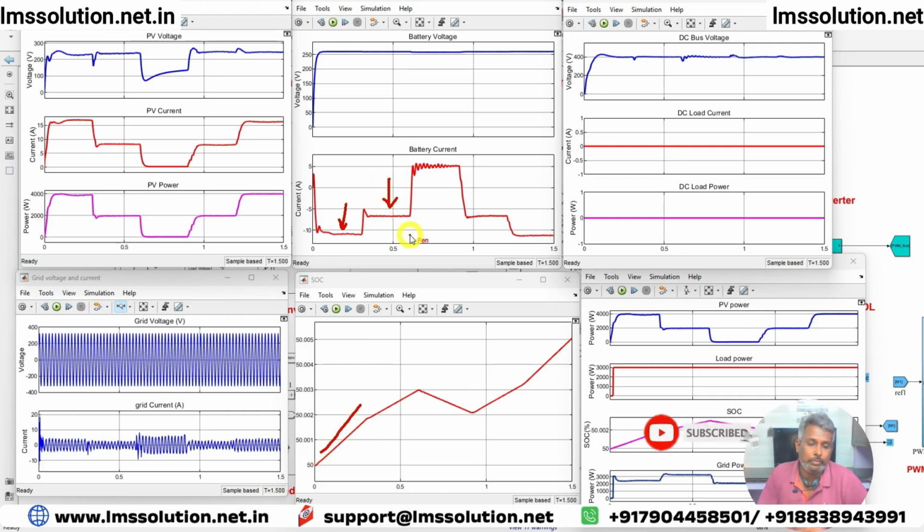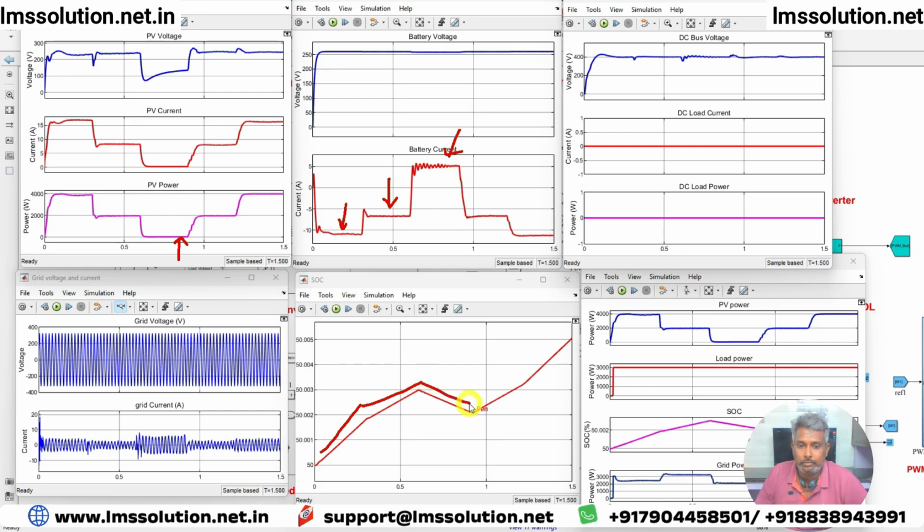When irradiation comes to 500 watts per meter square, that means the PV is generating 2000 watts. During that time also there is excess power in the system. The current of the battery is around minus 7 amps. Here also the battery is in charging mode. When the PV power comes down, what happened is the battery current goes in the positive direction. That means it is discharging. The current is around 5 amps. So the battery is now in discharging condition.